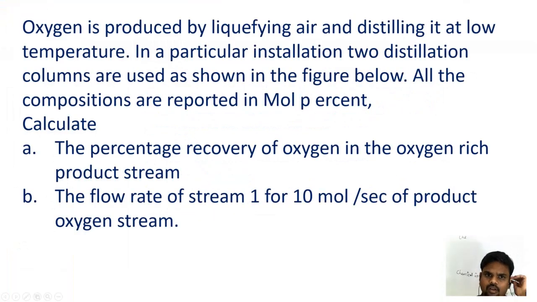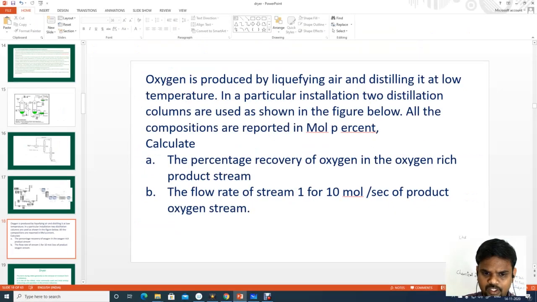I repeat, oxygen is produced by liquefying air and distilling it at a low temperature. In a particular installation, 2 distillation columns are used as shown in the figure below. All the compositions are reported in mole percent. Calculate the percentage recovery of oxygen in the oxygen rich product stream. Second part is the flow rate of stream 1 for 10 mole per second of product stream. Okay.